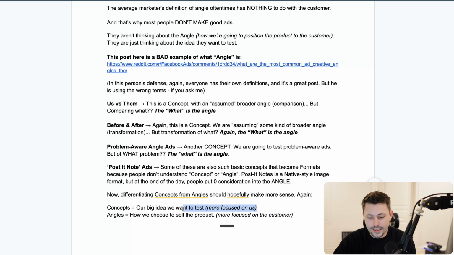So again, concept is what we want. Angles, how we choose to sell the product, are much more focused on the customer, okay? I even like using the definition sometimes of how you choose to communicate the product, right? Like how are you actually communicating this to the person? That is the angle, okay?